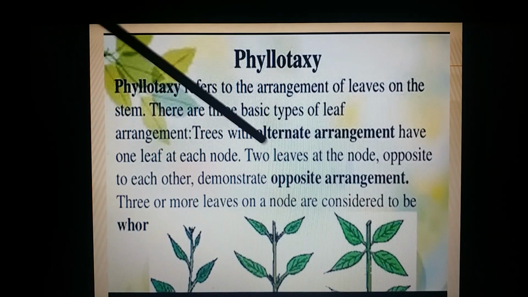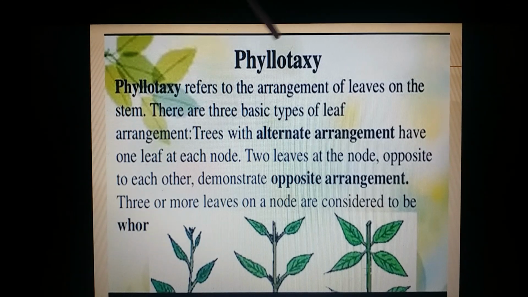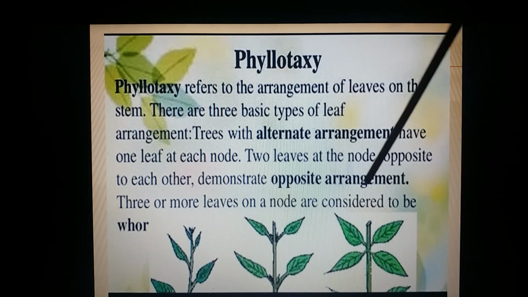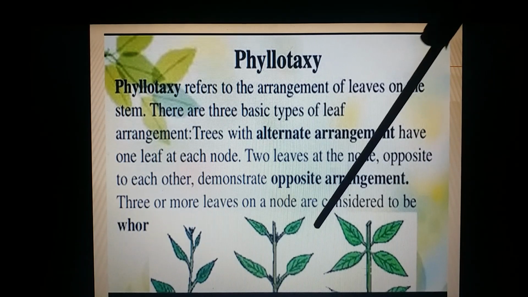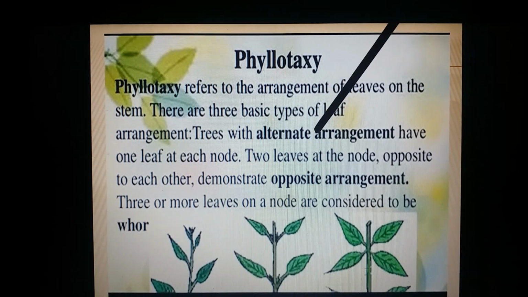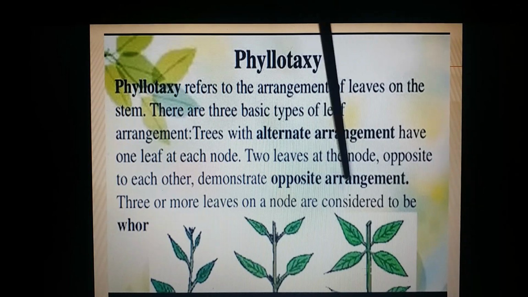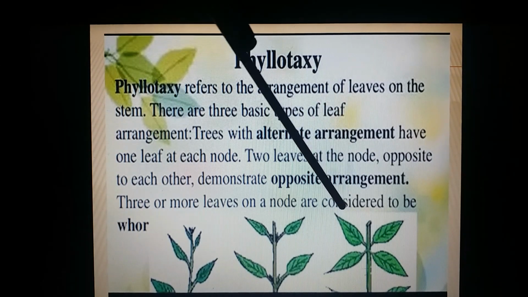My dear students, now here is phyllotaxy. What does it mean? The arrangement of leaves on the stem is called phyllotaxy. And this is to get uniform sunlight to all the leaves. Having only one leaf at each node, alternate phyllotaxy. Two leaves at each node, opposite phyllotaxy. And more than two leaves at each node is called whorled phyllotaxy.